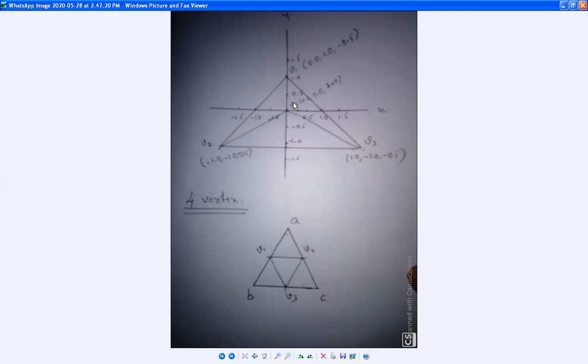Sir, why have you taken the origin as only v0? Why have you taken the y-axis point as v1 here as a vertex? It is left to you. I can take this as v0, I can take this as v1, this as v2. It is left to you clearly. There are no rules.